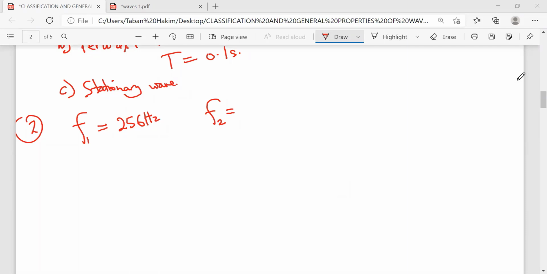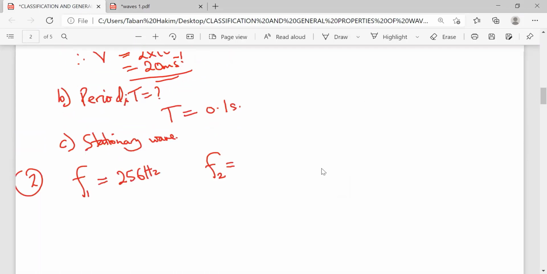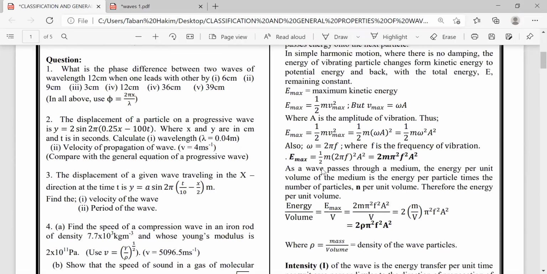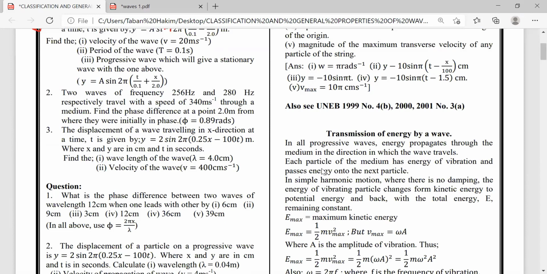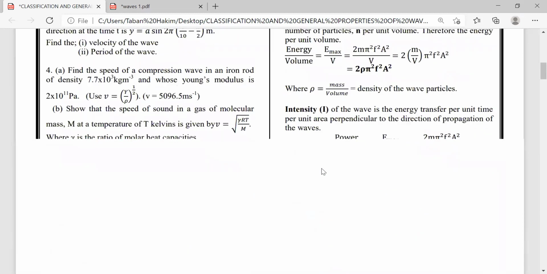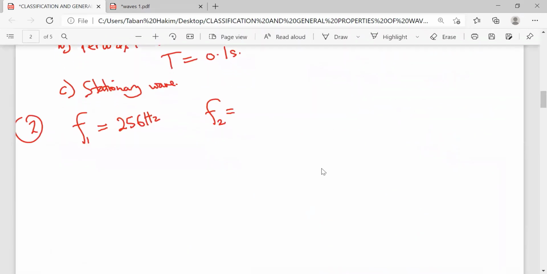So the second wave was having a frequency of 280. The velocity is 340. Okay, phase difference is 2 meters. 280 hertz, then the velocity is equal to 340 meters per second. And then our distance x is equal to 2.0 meters.